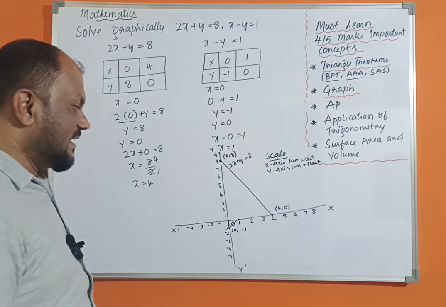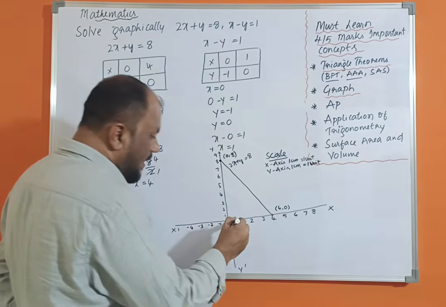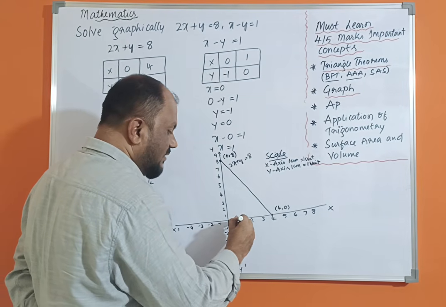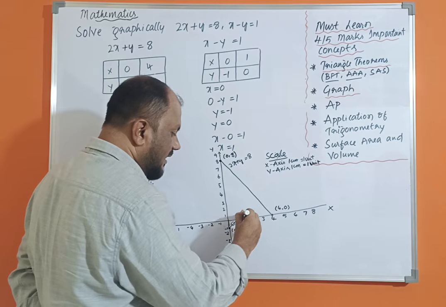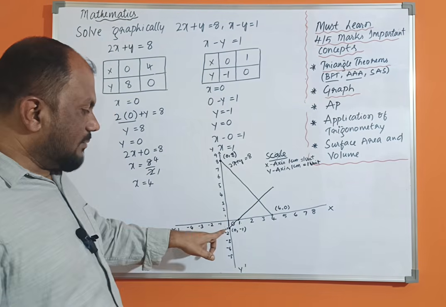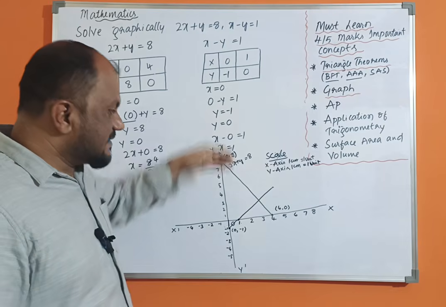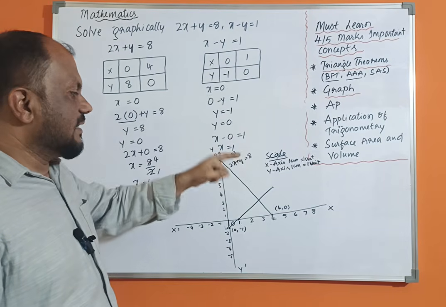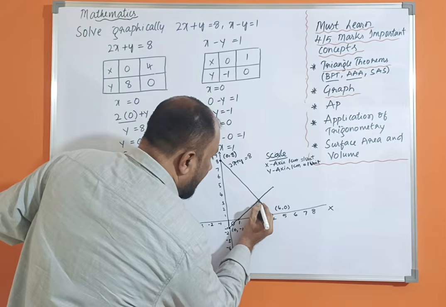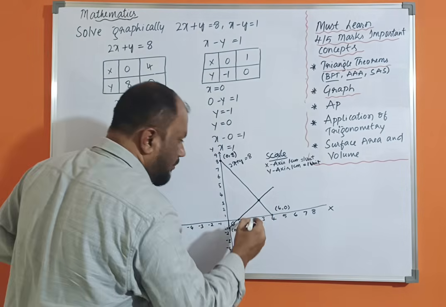So in this case, what you have to do is keep the scale straight and extend the line till it intersects the other line. Like this, join minus 1 and plus 1. Extend the line straight till the lines intersect. They are intersecting at one point here. This is the intersecting point.